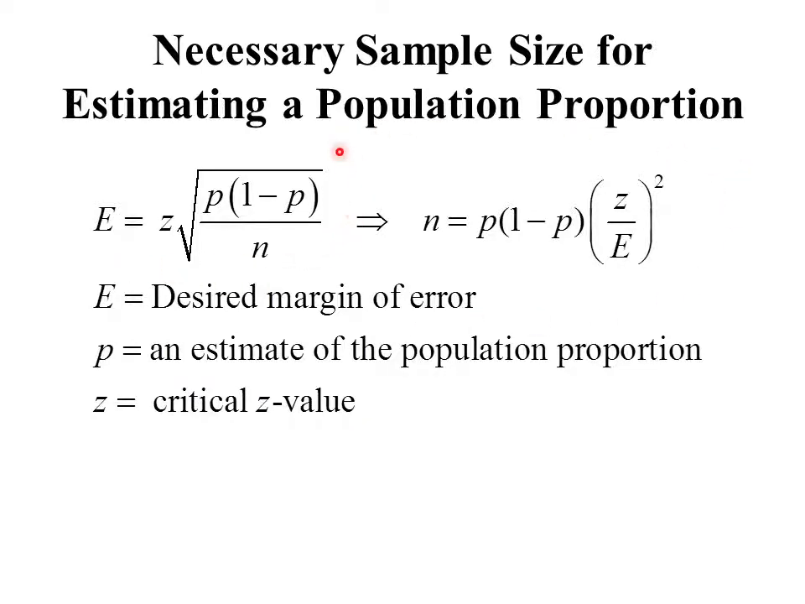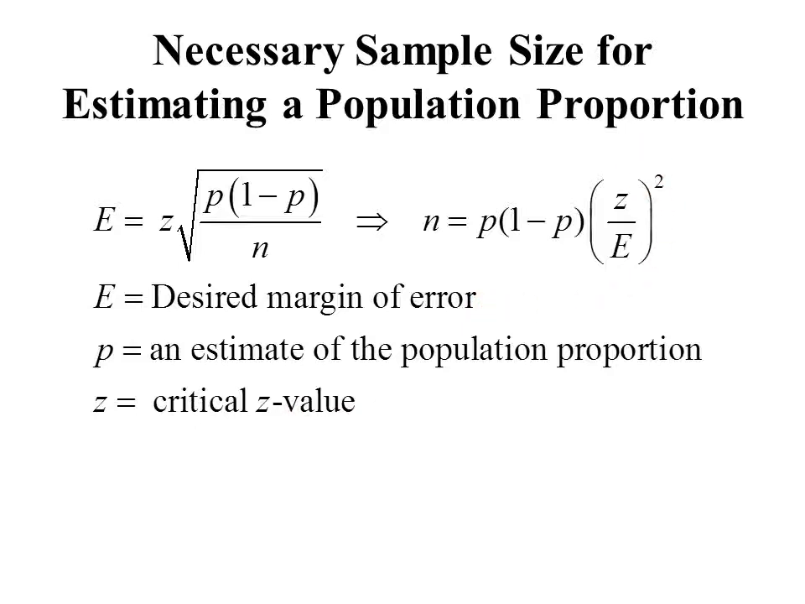And so here's the formula for the margin of error when calculating a confidence interval of a population proportion. If we solve that for n, we get this formula right here. So n is equal to p, where p is an estimate of the population proportion. Take that times 1 minus p, and we take that times z divided by e, where z is the critical z value corresponding to the desired confidence level, and e is the desired margin of error, and then we square that.